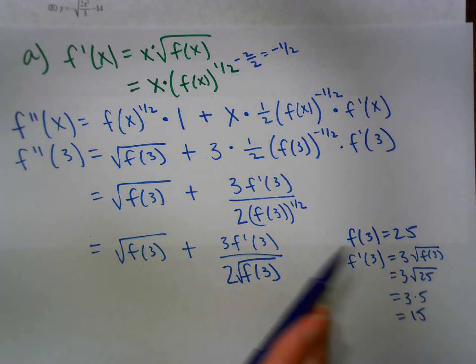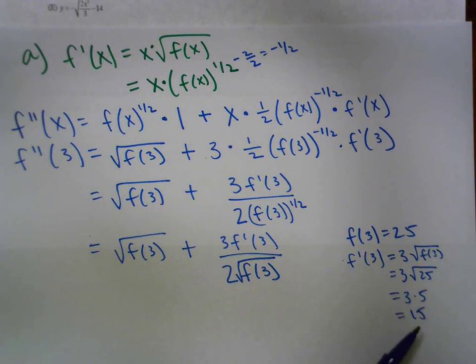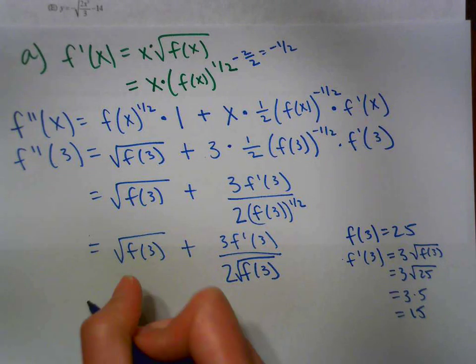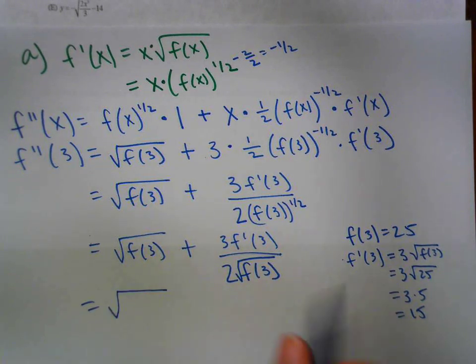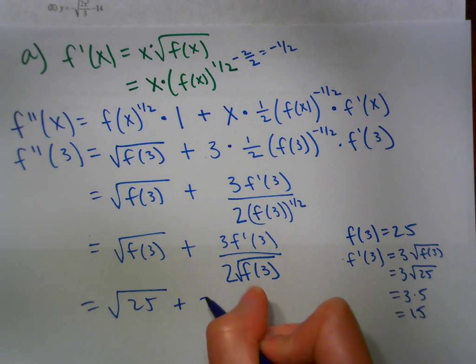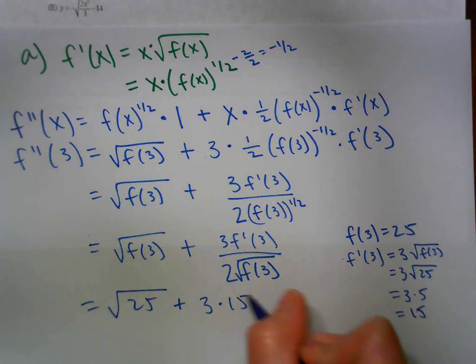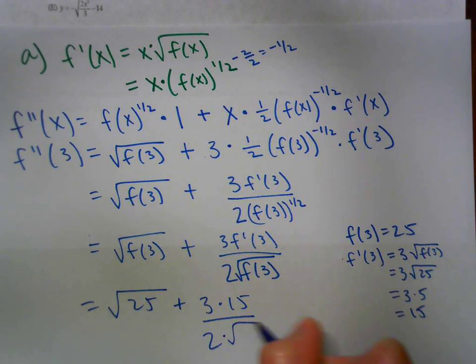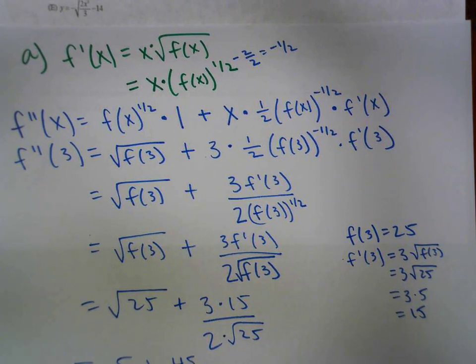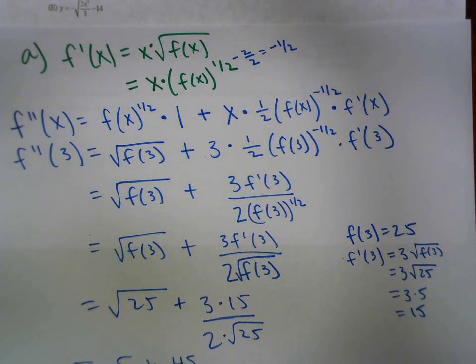So now we can replace f of 3 with 25 and f prime with 15. So that's going to be the square root of 25 plus 3 times 15 divided by 2 times the square root of 25. So that becomes 5 plus 45 over 2 times 5, and that would be 5 plus 45 over 10. And honestly, you could probably leave your answer there.